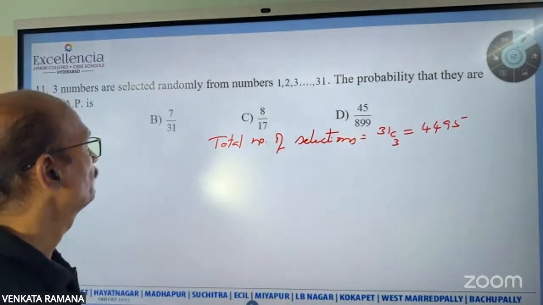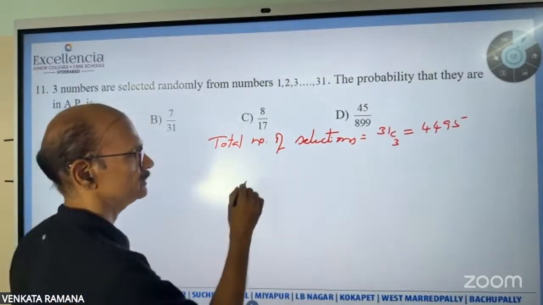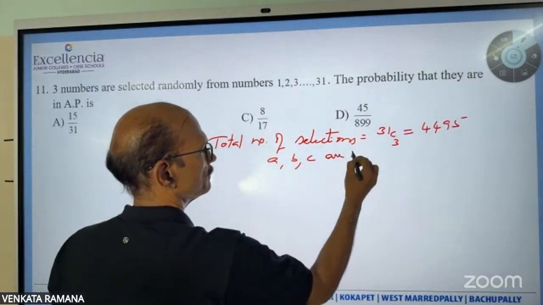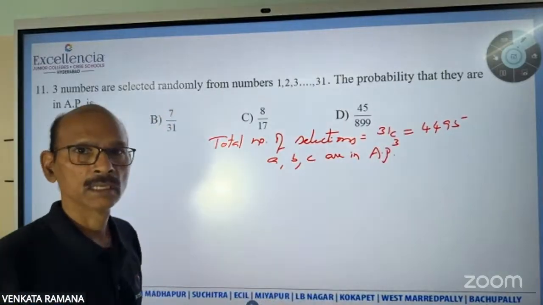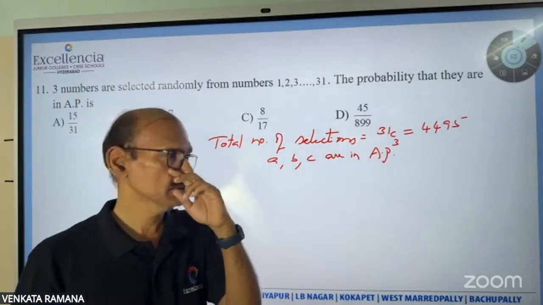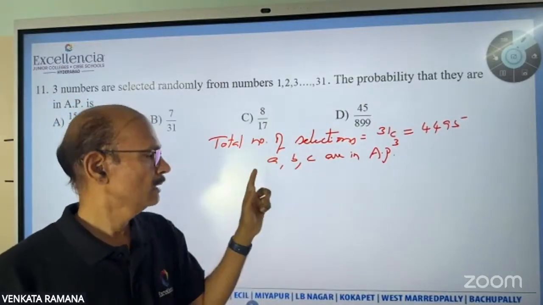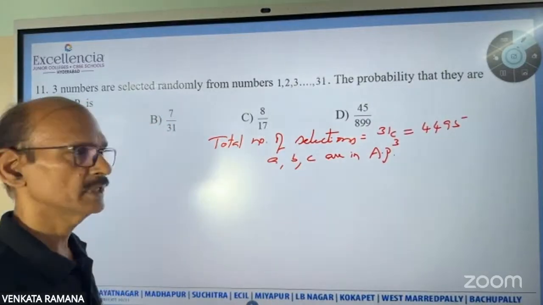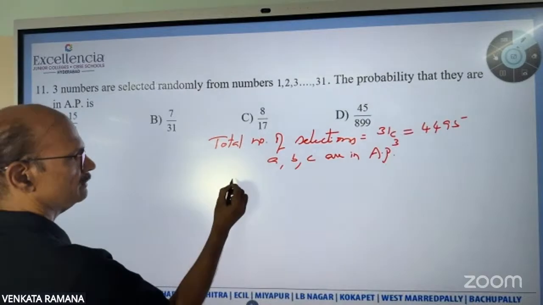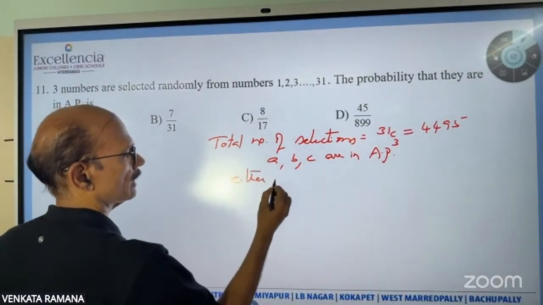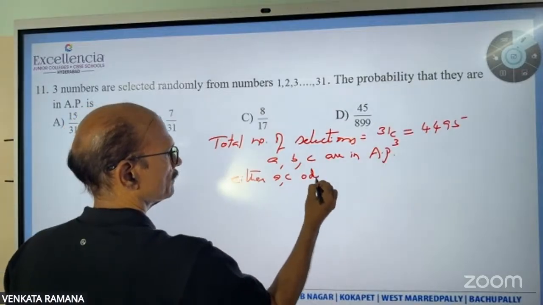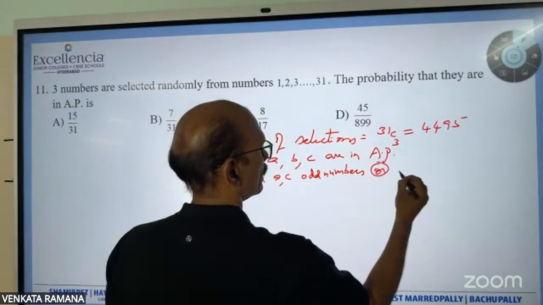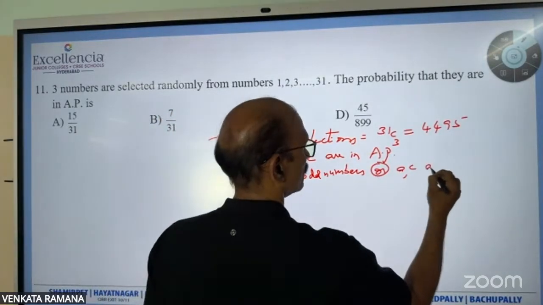Now the point is those 3 should be in AP. So that is the main point. Suppose A, B, C are in arithmetic progression. If A, B, C are in AP, it means the selection is such that either A and C are odd numbers, or A and C must be even numbers.